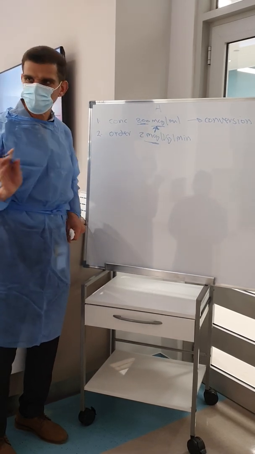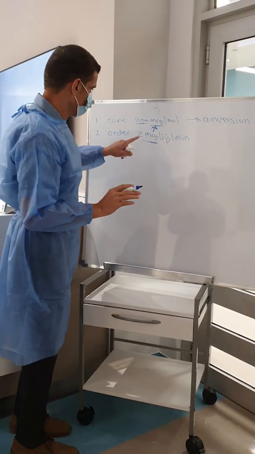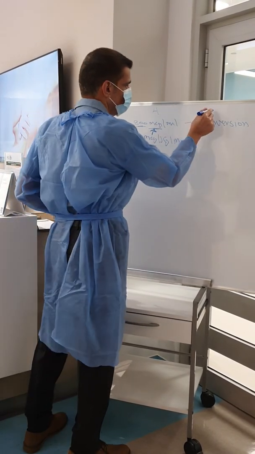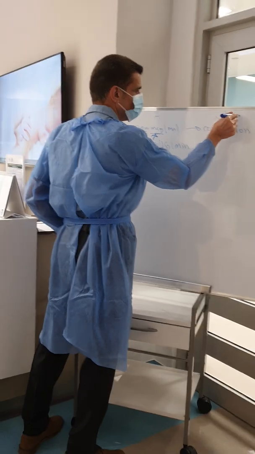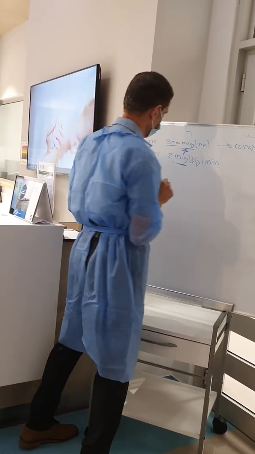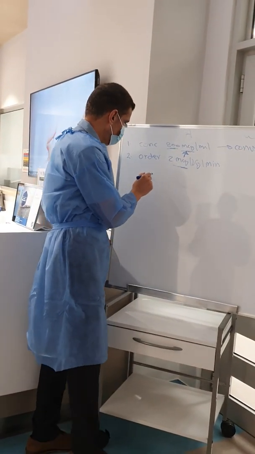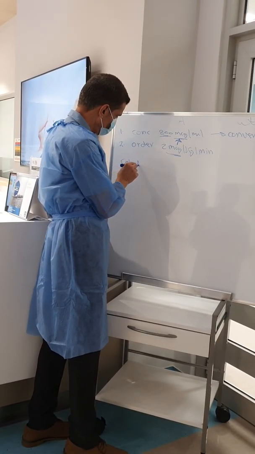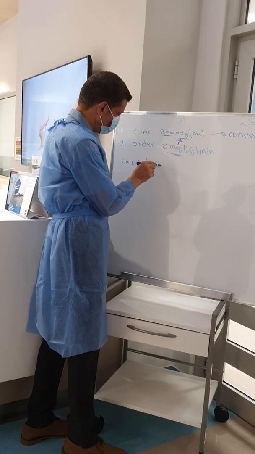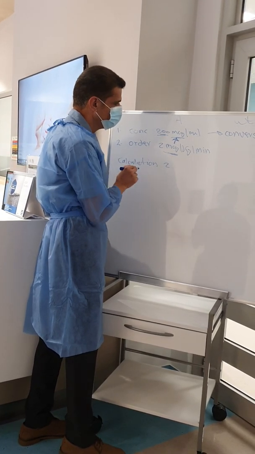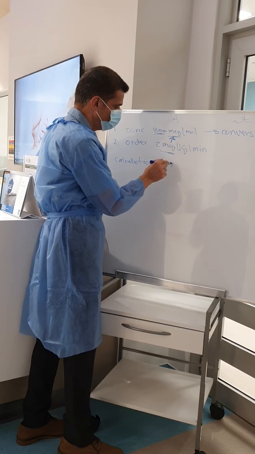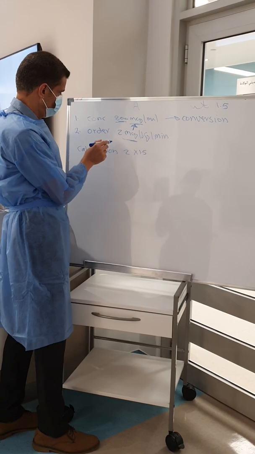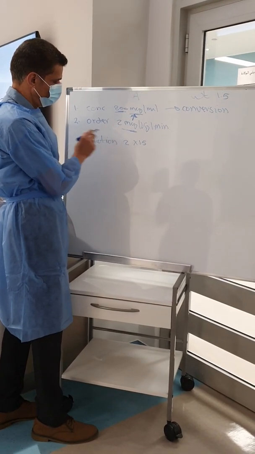So we'll start our calculation. You can see there is a kg and there is minute, so we need the weight. Let's assume the weight is 1.5. So let's start. We have 2 mic, now we do calculation. We have 2 mic multiplied by 1.5, is 3.